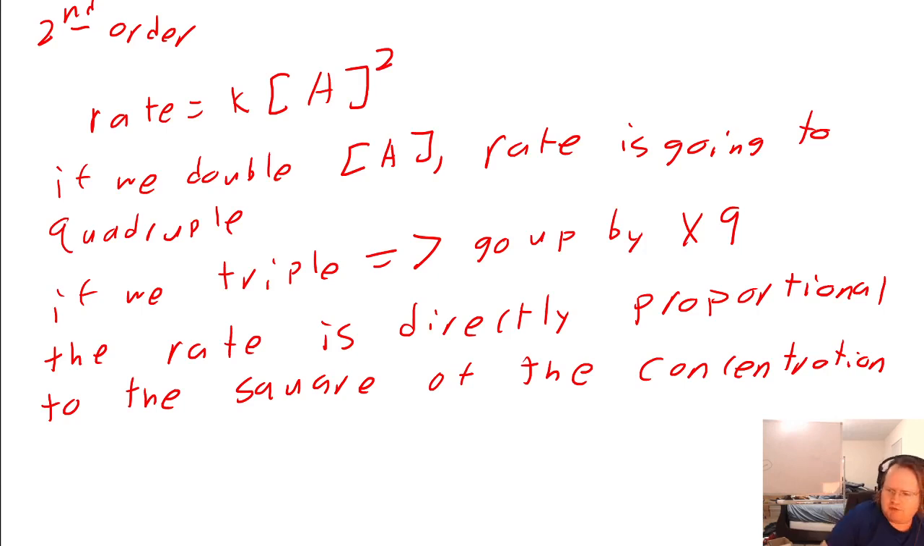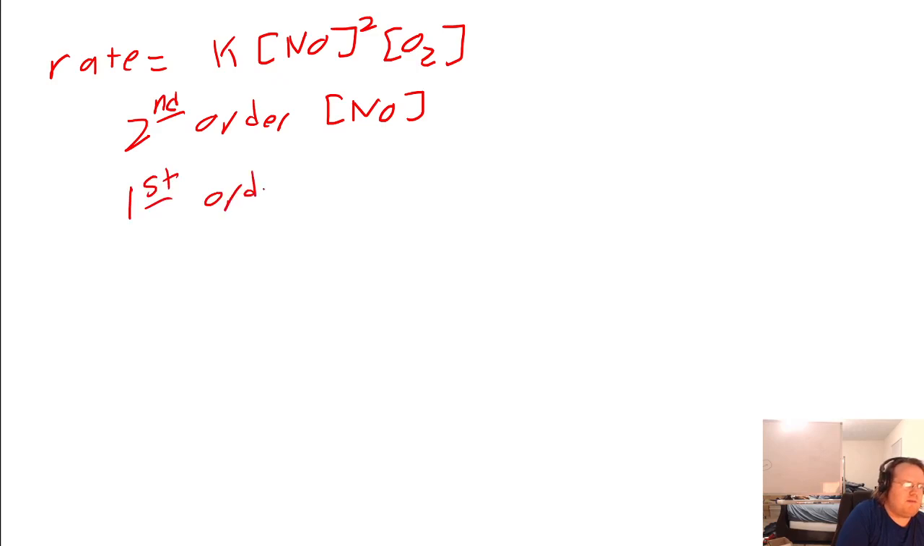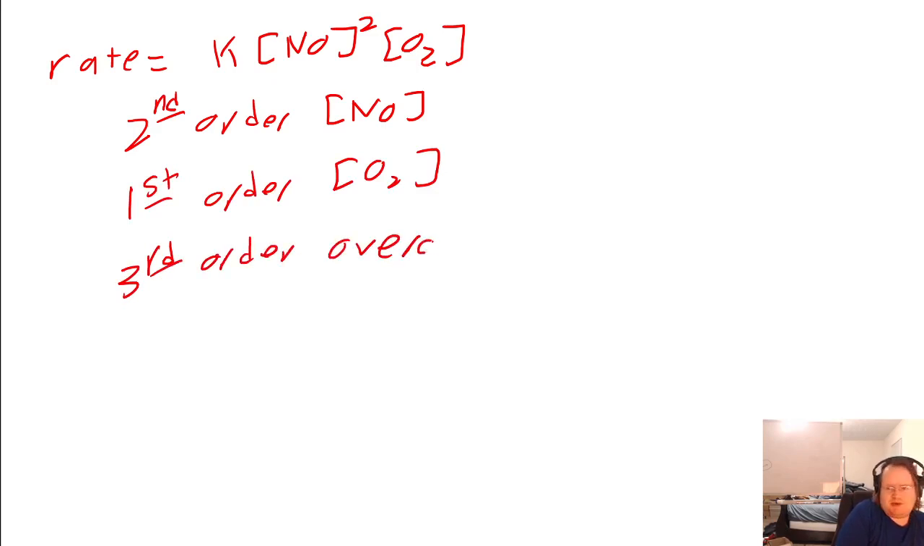Now, so far we've talked about the order for any one reactant. Now, let me see if I've got another blank slide here. Yeah. So we can also talk about this for an overall rate law. Let's say we had something like this: rate equals K times nitrogen monoxide squared times O2. We can talk about it for each component. So this reaction is second order for just NO. It's first order for O2. It is third order overall. So we just add them together if there's multiples.